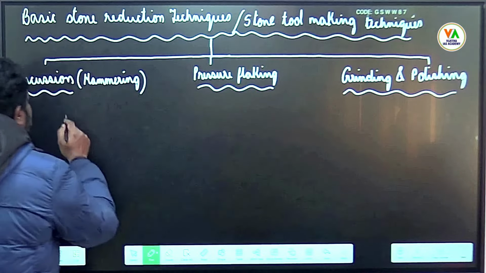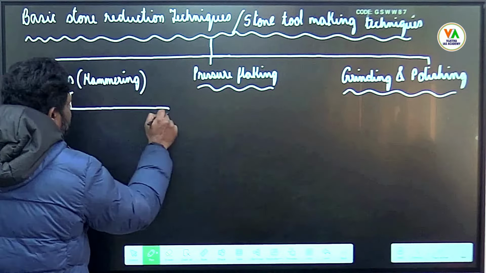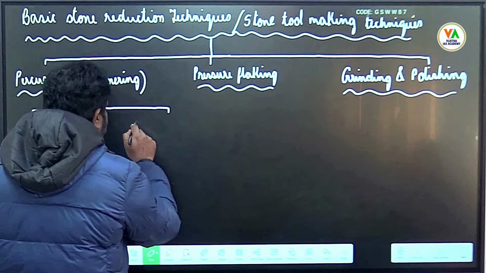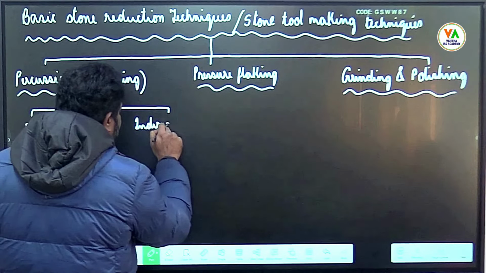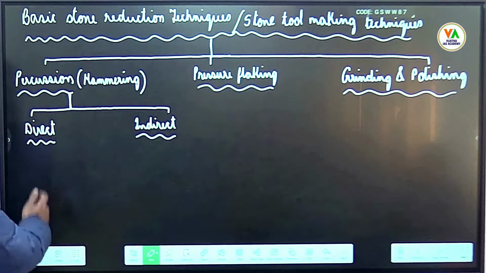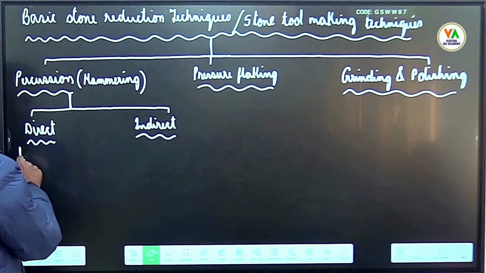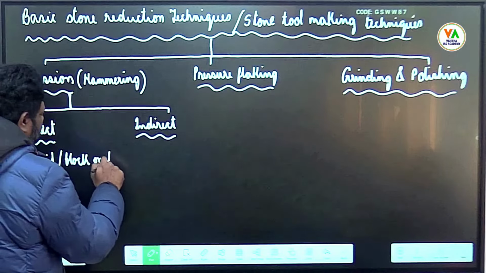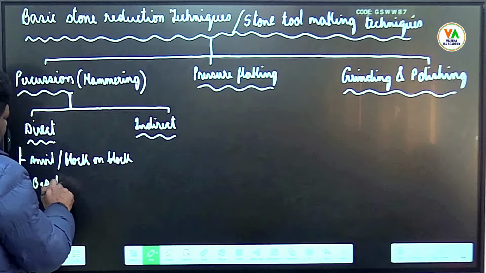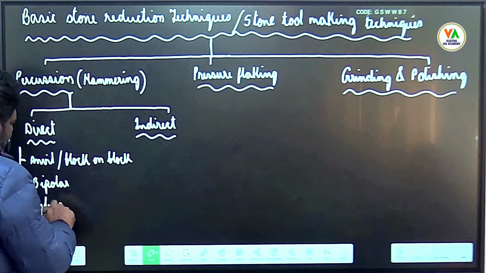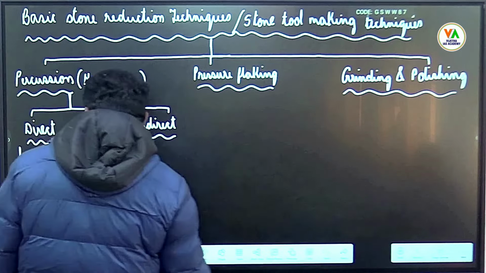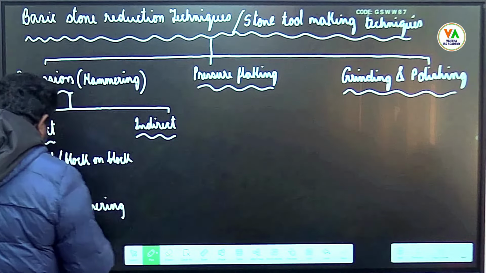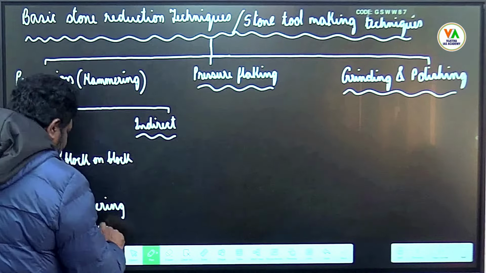So, here this percussion or hammering involves two types. One is direct hammering and the other one is indirect hammering or indirect percussion. So, in this direct hammering we have anvil method, block on block technique, you have bipolar technique, we have cylindrical hammer technique. First we will write stone hammering technique and then cylindrical hammering technique.